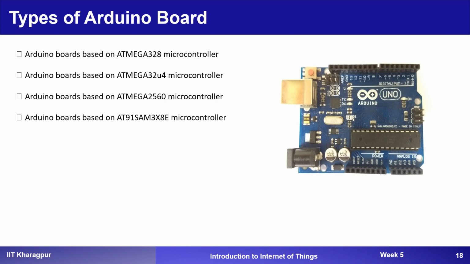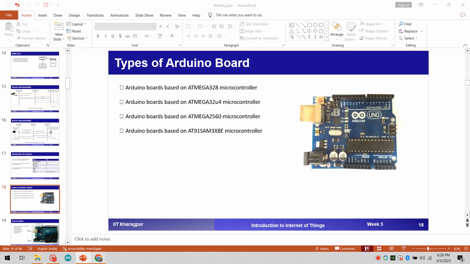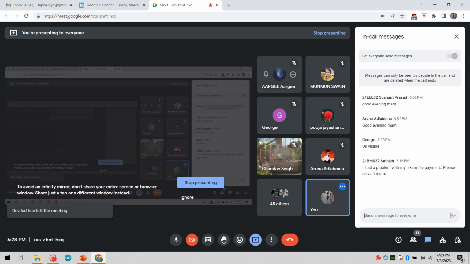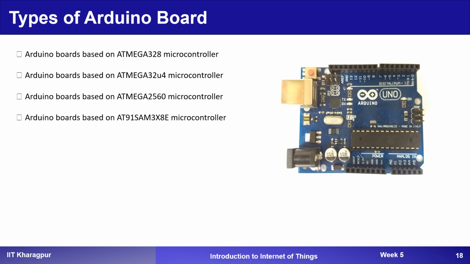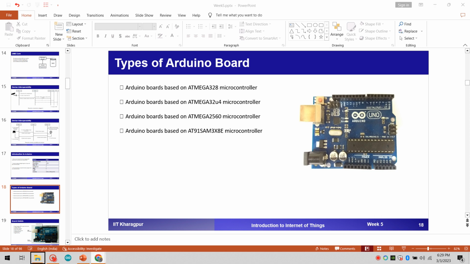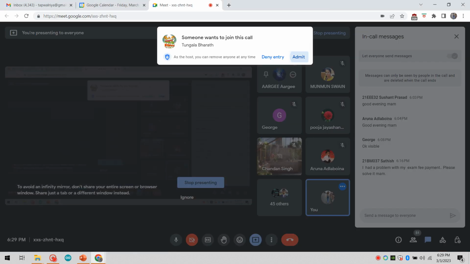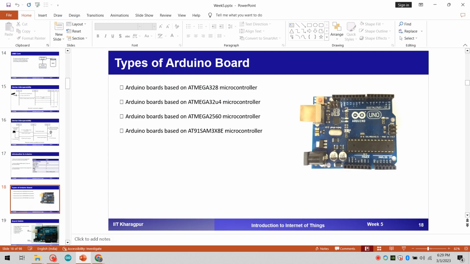There are 4 types of Arduino boards available. The first one is the Arduino board based on the ATmega 328 microcontroller. The second one is based on the ATmega 32 U4 microcontroller. The third is Arduino boards based on the ATmega 2560 microcontroller, and the last one is based on the SAM3X8E microcontroller.